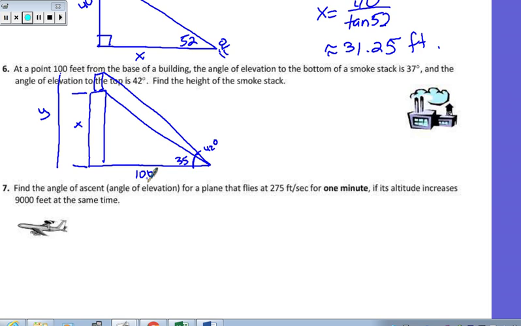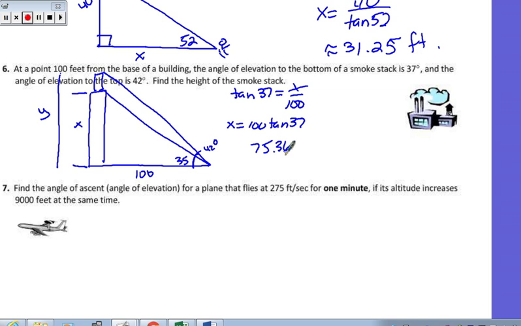I know the adjacent side. Both of these are the opposite sides. I'm going to be using the tangent function for both. So I know the tangent of 37 is going to be equal to the height of the building over 100. Variable's in the numerator, we're just going to multiply these two. X is equal to 100 times the tangent of 37. That turned out to be about 75.36.